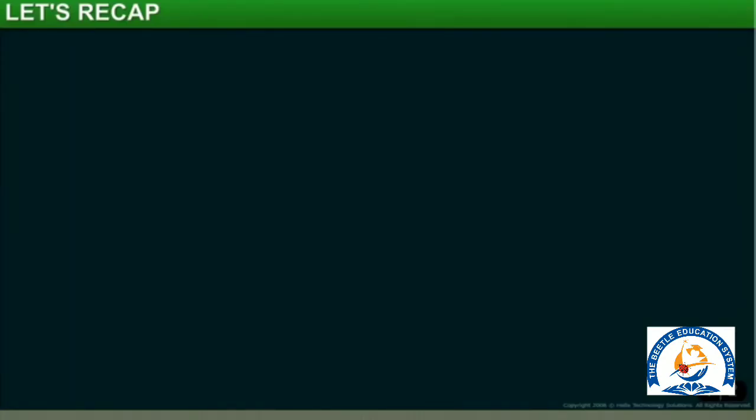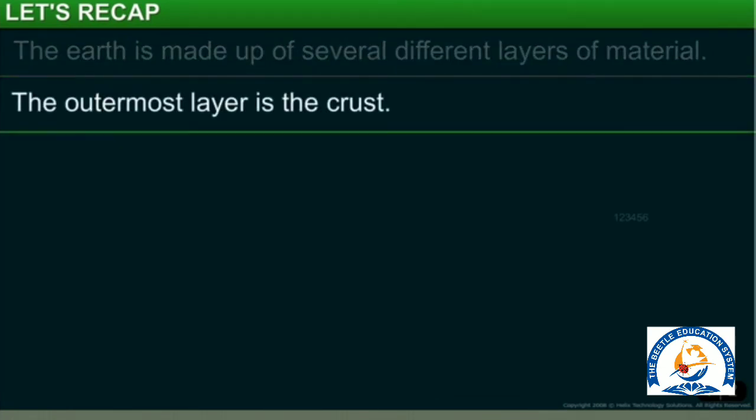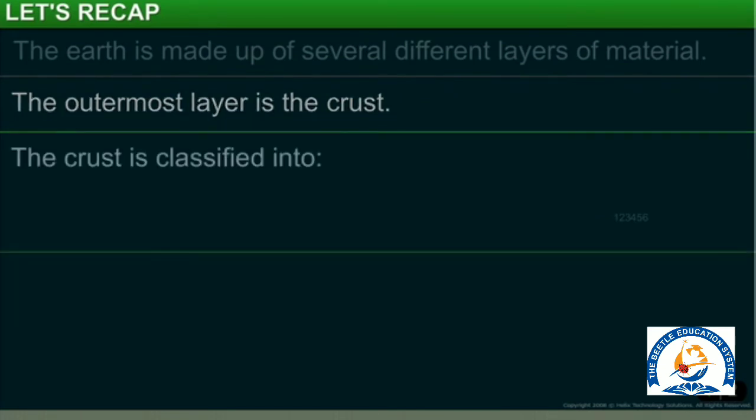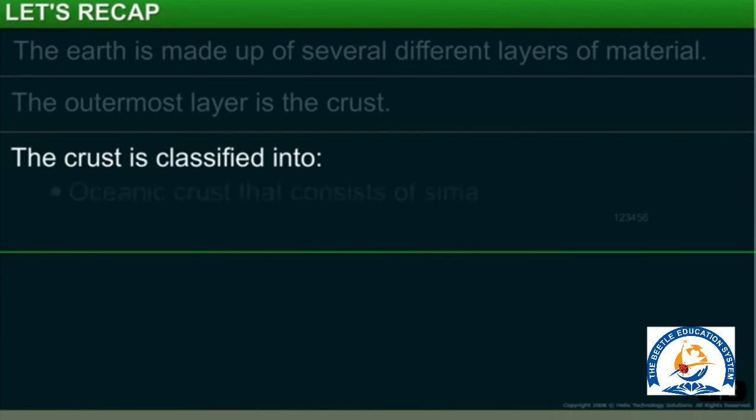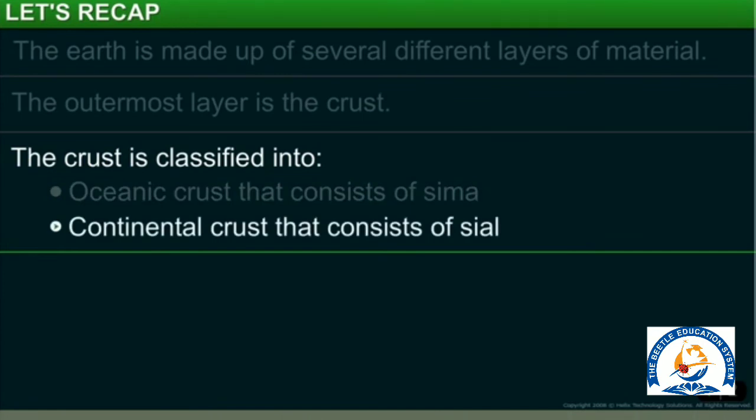In this module, you learned that the earth is made up of several different layers of material. The outermost layer is the crust. The crust is classified into oceanic crust that consists of Sima, and continental crust that consists of Sial.